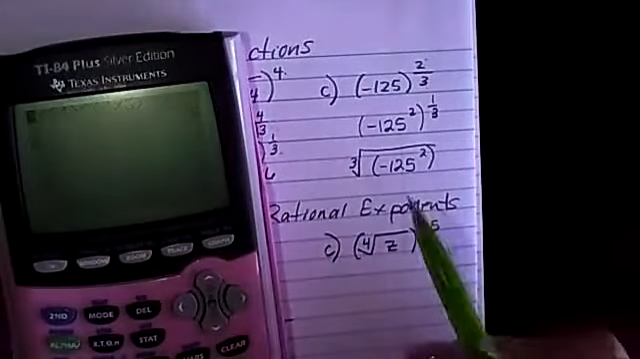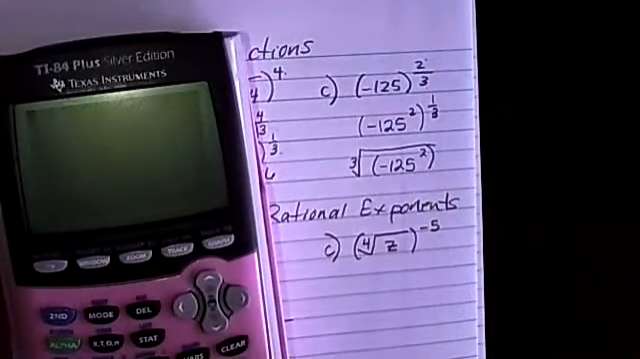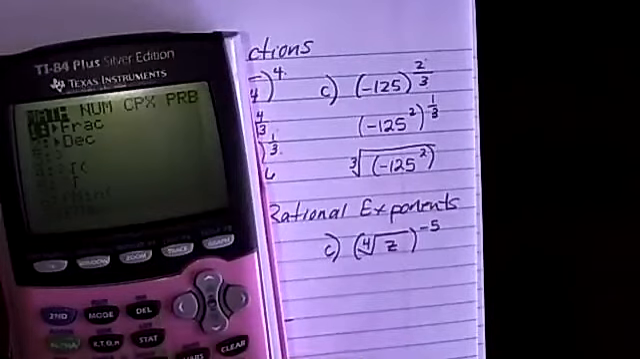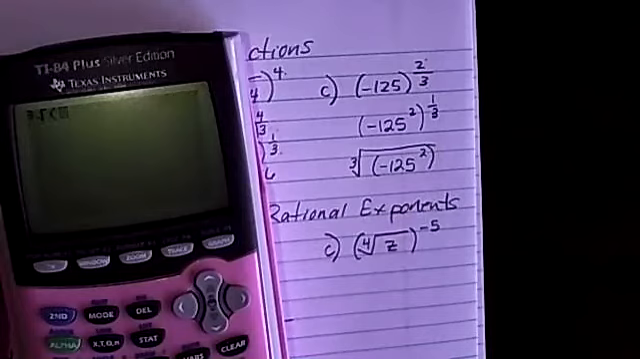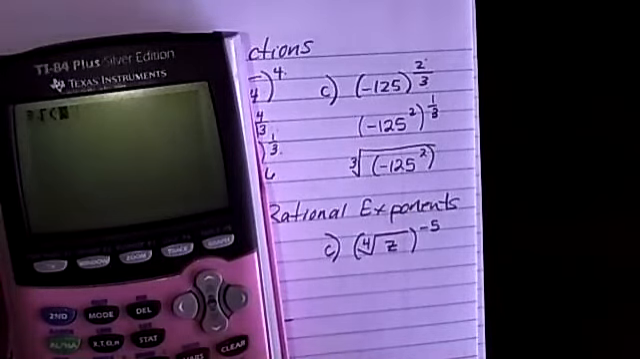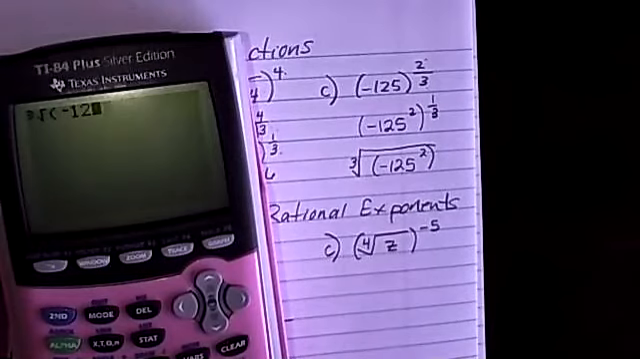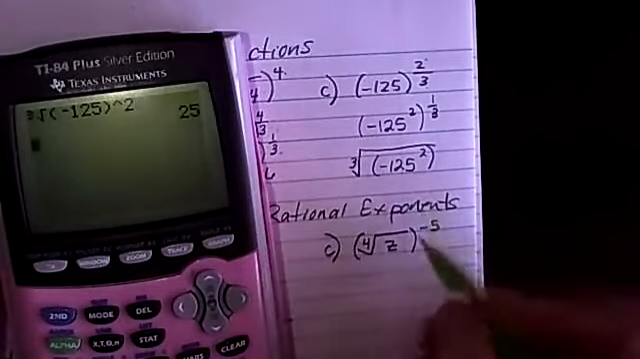So let's take cube root. Remember, there is a cube root under math. The cube root is number 4. So you can just go straight to number 4. And then we have, I'm going to use a parenthesis, which is already there, negative 125. Wow, there we go. And squared. I'd probably put a parenthesis and then square it. You can do it either way. And so we're going to get 25.